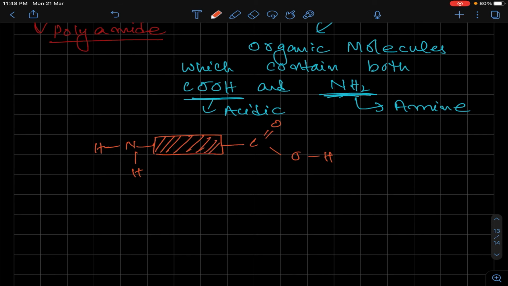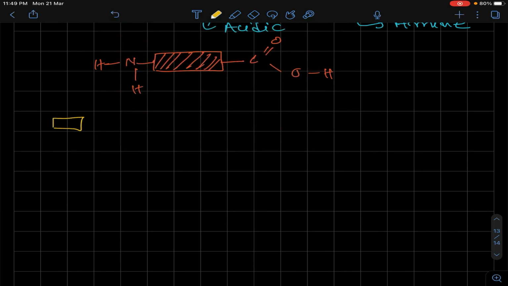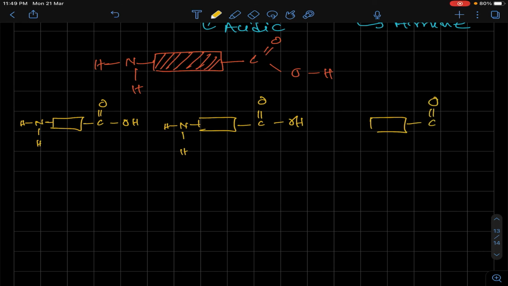So if we have a large number of these amino acids, let's draw the structure of protein. Let's suppose I have COOH and NH2 group on one side, and let's say we have another amino acid, C double bond O, OH and NH2 group on this side, and let's draw another one. So we have 3 amino acids, 3 monomers. That means 3 water molecules would be lost. So OH from the acidic side and H from the amine, then again OH from the acid, H from the amine, OH from the acid, and H from the amine.